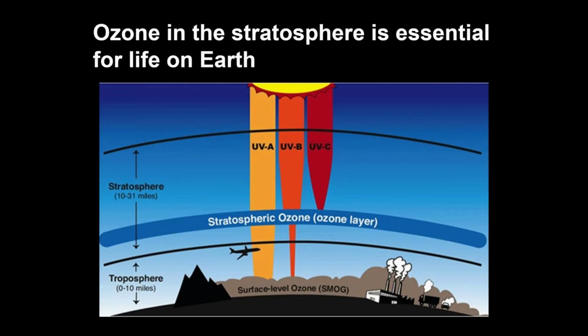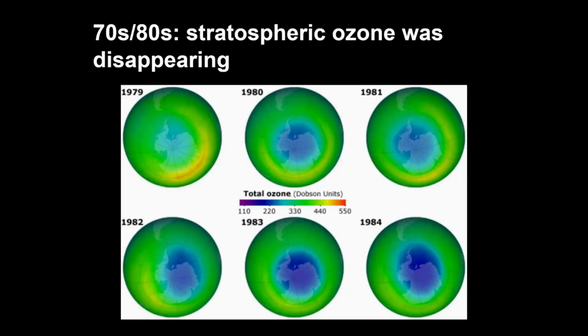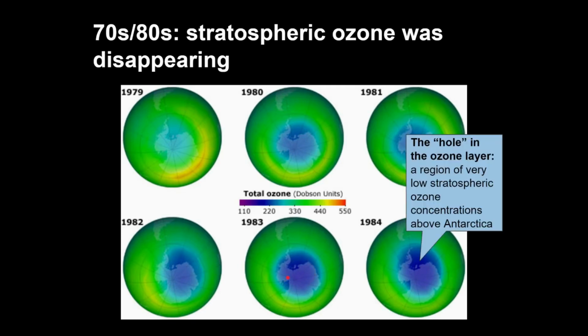would hurt human health. In the 1970s, 1980s, it was discovered that stratospheric ozone was disappearing. All over the world, concentrations of stratospheric ozone were declining. In particular, ozone concentrations were very low above Antarctica in September. This is what people are referring to when they talk about the hole in the ozone layer. It's not really a hole, it's just an area of really low ozone concentration.